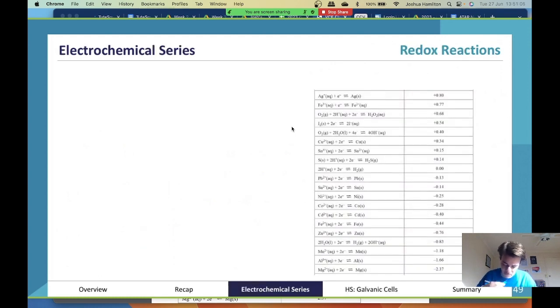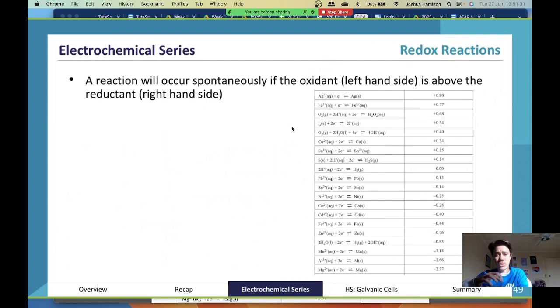So, moving forward, just quickly, this is like the last concept. We have 2 slides left and then we are done. So we've probably got about 5 or 6 minutes of just these last 2 slides and then we are done. As you can see here, this is just quickly our electrochemical series, and with this we have a reaction that will occur spontaneously if the oxidant, the left-hand side, is above the reductant. So this is sort of the last concept. Redox only happens if it's spontaneous.